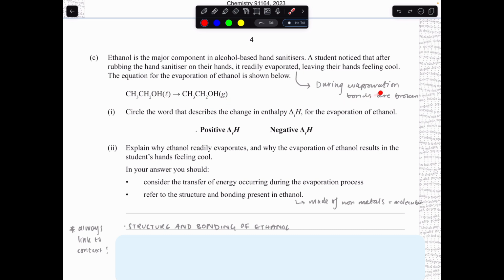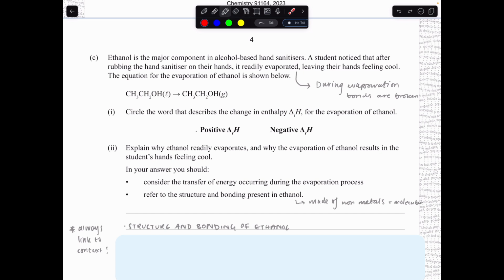During evaporation, I'm giving a little bit of a hint here, can you see that it's going from a liquid to a gas? Which means that bonds have to be broken for it to change state, for evaporation to occur. And for bonds to break, energy has to go in to break these bonds to turn it into a gas and for this hand sanitizer to evaporate. So, based on what I've just explained, circle the word that best describes the change in enthalpy for the evaporation of ethanol.